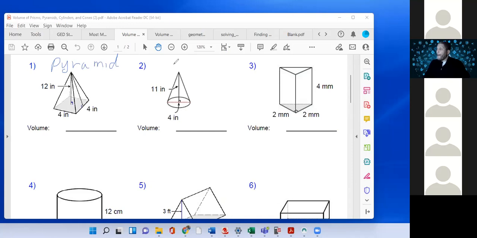Number 2 is a what? Cone. And we're not going to worry about number 3 because you're not responsible for this shape on your GED. So we're going to skip number 3. Okay, so we identified that number 1 is a pyramid. Did anybody else not know that was a pyramid? Okay, good.